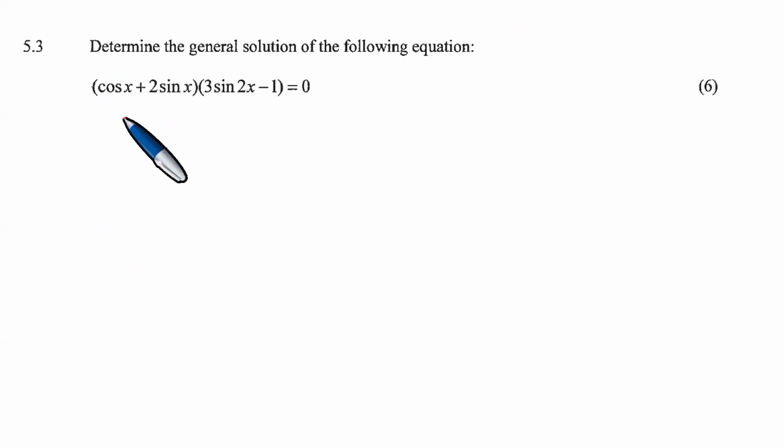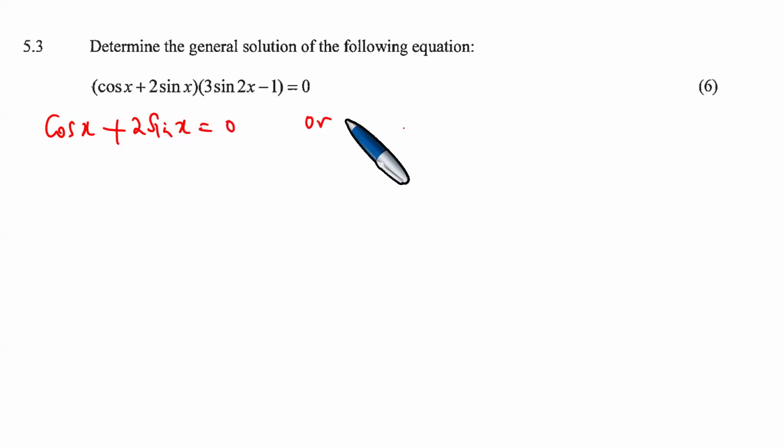We've been given (cosine x plus 2 sine x)(3 sine 2x minus 1) equals 0. Now to solve this, we have a product of two expressions equal to 0, which means that cosine x plus 2 sine x equals 0, or we have 3 sine of 2x minus 1 equals 0.